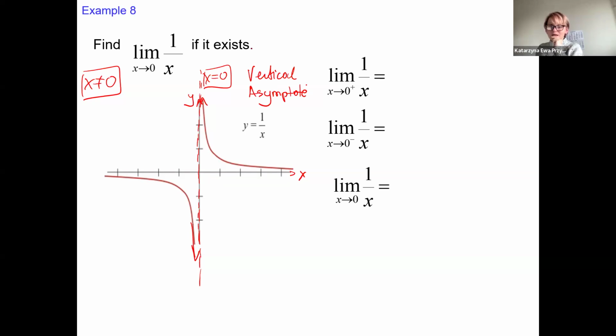Yeah? That means we are not exactly at that number. We are near, really close, sufficiently close. That means, what does the function do on the right-hand side? Everybody can tell me infinity. But what about on the left-hand side? If the function goes down, the values are also big, but in the negative direction. And then we have to say this: because the one-sided limits are different, this is a non-existent limit.